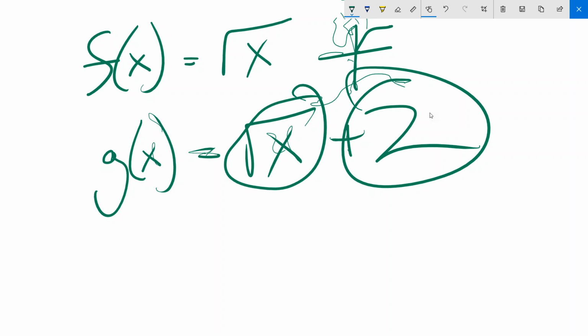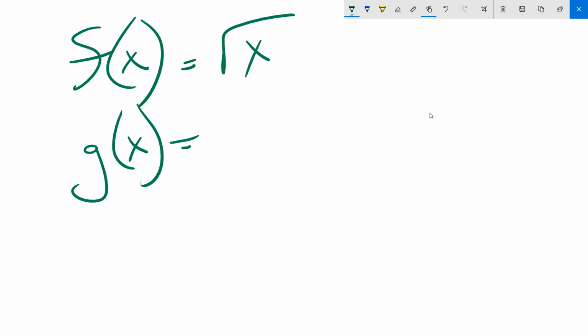In other words, I take the original curve and shift it up 2 units, and I do not change its shape, because it's a vertical shift, up or down. That was minus 2. We move it down 2. Okay.